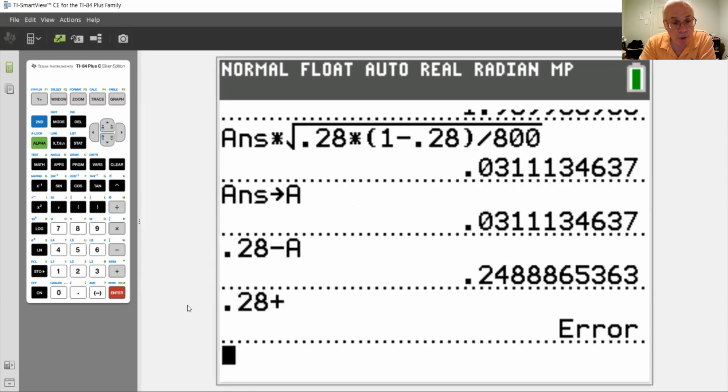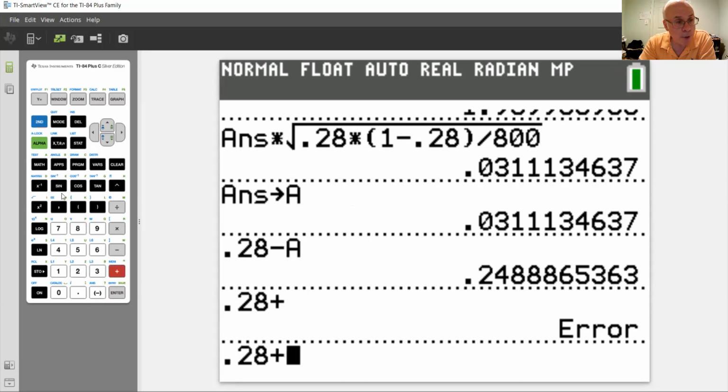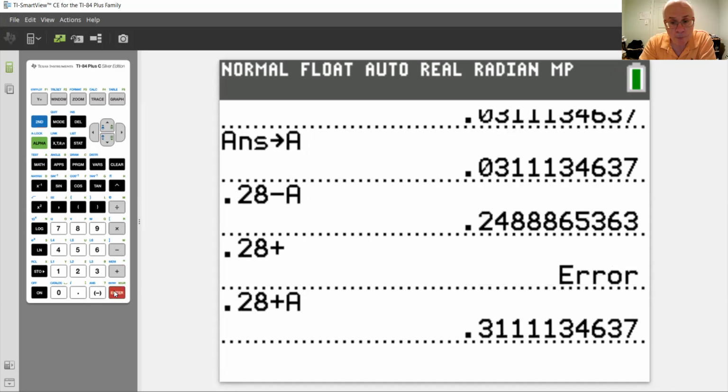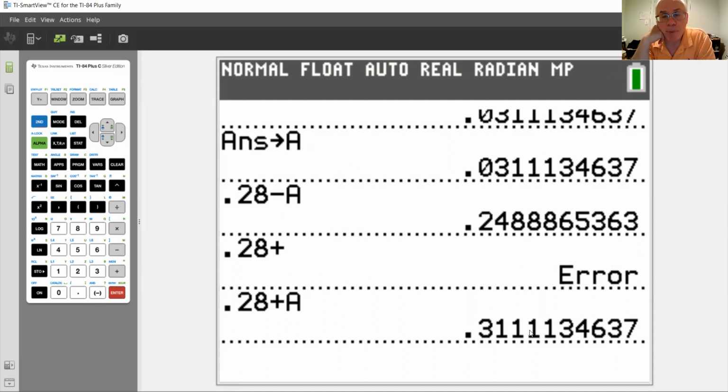So for some reason, let's do it again. 0.28 plus A. Enter. And there's my right end of the confidence interval. So if we rounded this to 3 decimal places, the left endpoint would be 0.249. Right endpoint would be 0.311. We would say we're 95% sure that the true population proportion is somewhere in between 0.248 and 0.311.